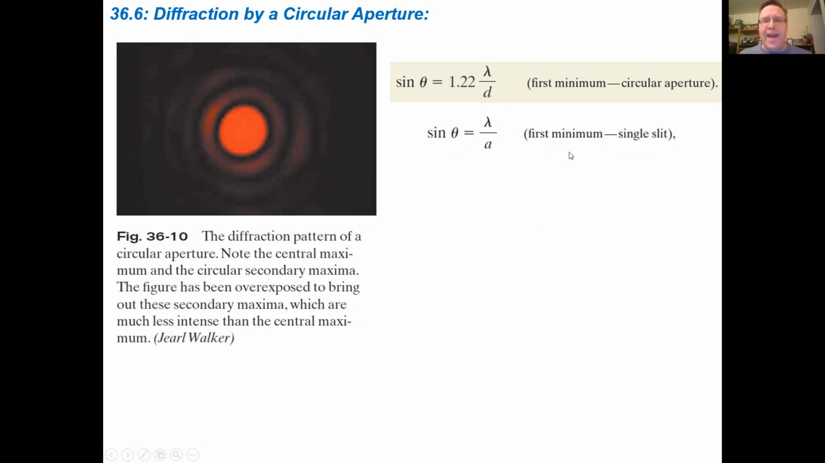It is different than a single slit, which has a simple first minimum of sine theta equal to lambda over a. And this is an important limitation. It is a physical limitation that all wavelengths of light have whenever they're going through a circular opening. You can think of circular openings like the pupil of your eye, the camera lens on your phone, a telescope. Anytime light goes through a circular opening, this is the essential limit as to how effectively you can see distant objects and resolve them clearly.